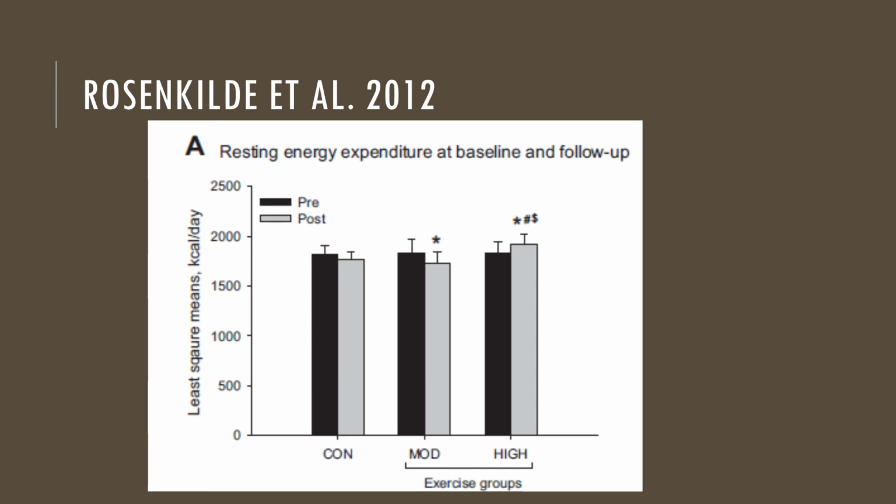This is showing that same study, but how was energy expenditure or metabolic rate affected? So no change pre and post weight loss in the control group. The moderate group, their metabolic rate or their energy expenditure decreased, but in the high intensity group, their metabolic rate actually increased with weight loss. So high intensity exercise is a very important tool in weight loss because it seems to build muscle mass, and therefore metabolic rate doesn't drop as much.